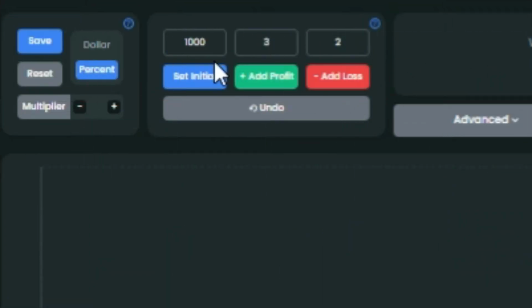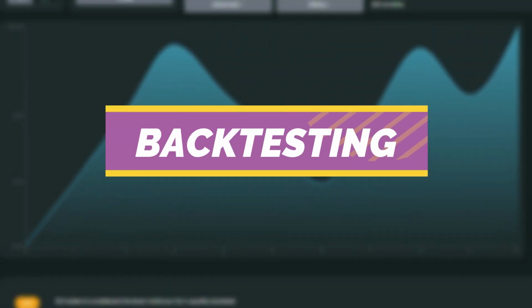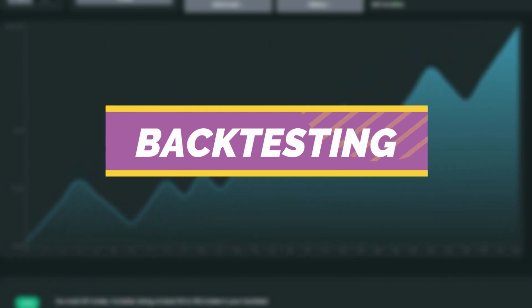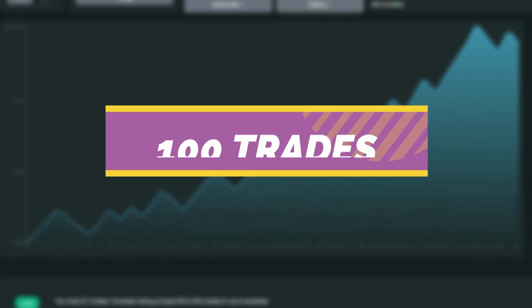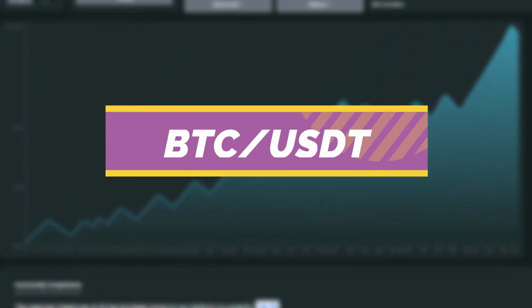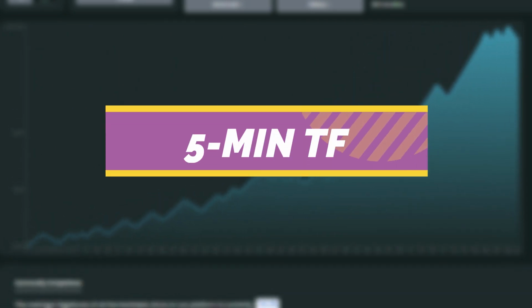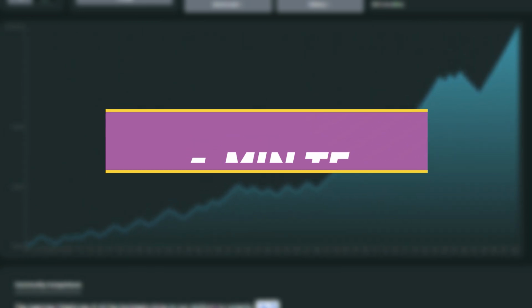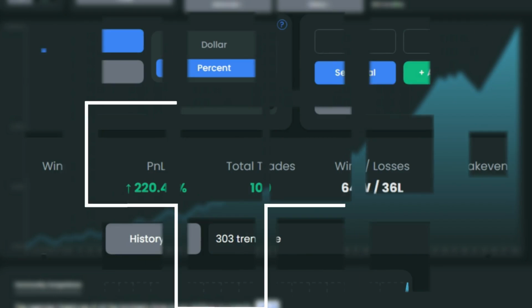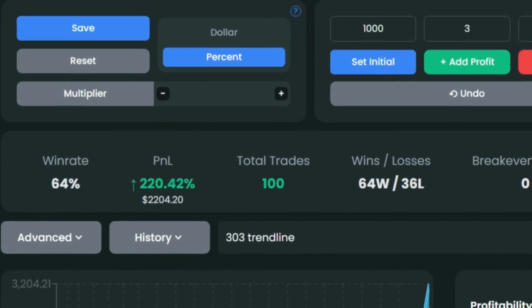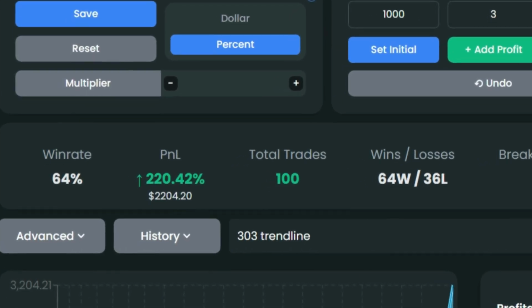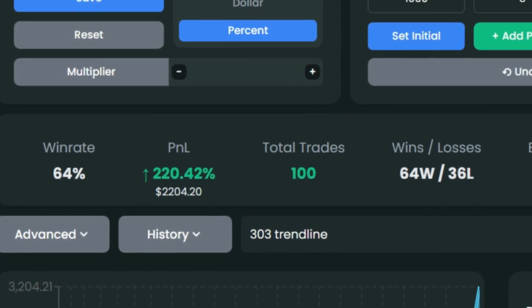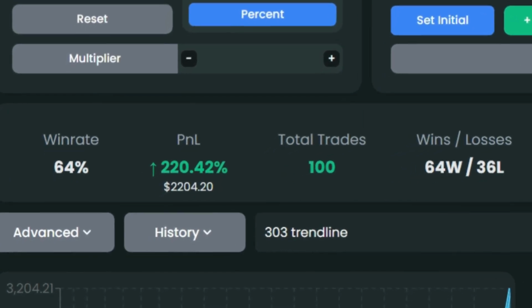Alright, let's take a moment to backtest our strategy and see how it performs. I'm thrilled to share that after conducting 100 trades on the Bitcoin chart and the 5-minute time frame, we've got some impressive results. The win rate of the strategy was 64%, and over the course of this backtest, the profit from these 100 trades was 220%.